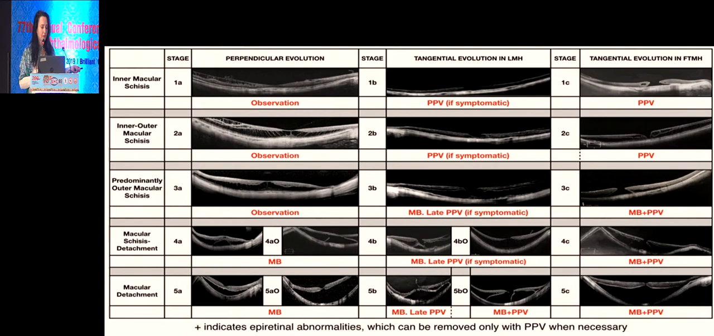In the first stages, you just observe your patient. If you have problems in the fovea, you should use pars plana and not buckle. If you have late stages with problems in the retina, you should use buckle. And if you have problems in the retina and in the fovea, you should combine the techniques.